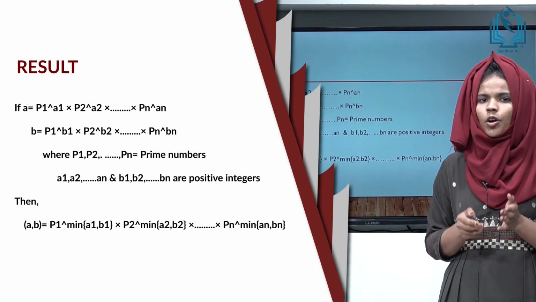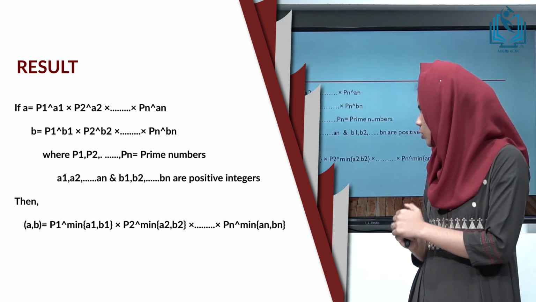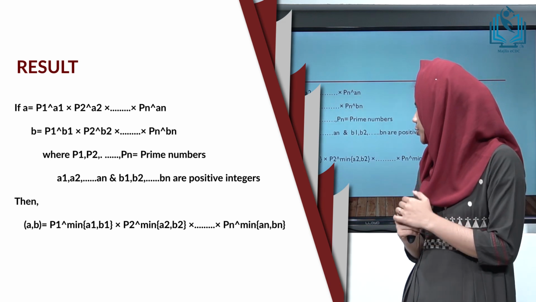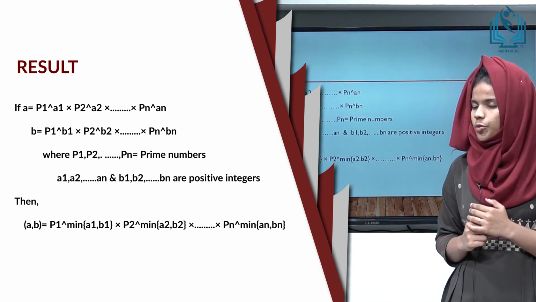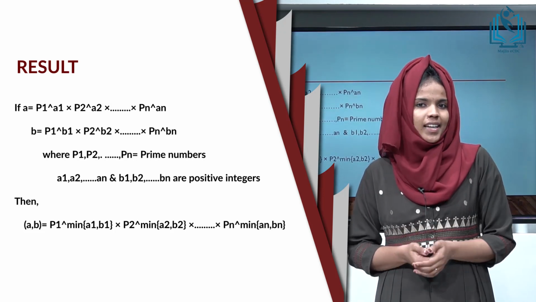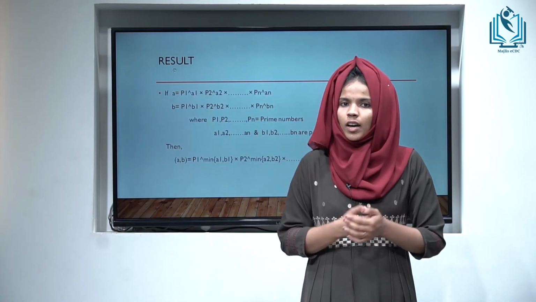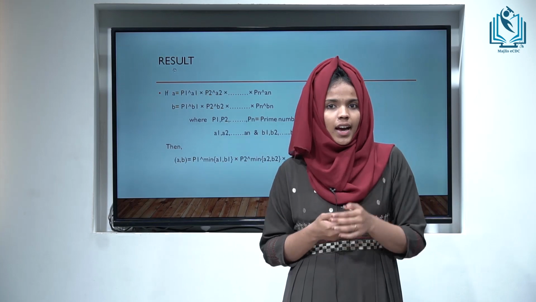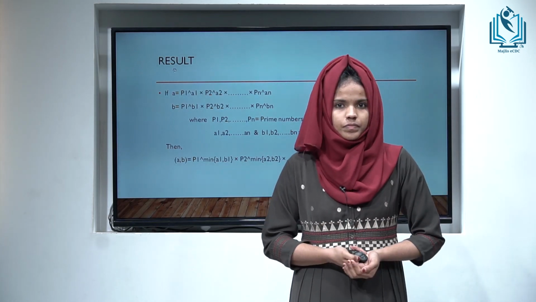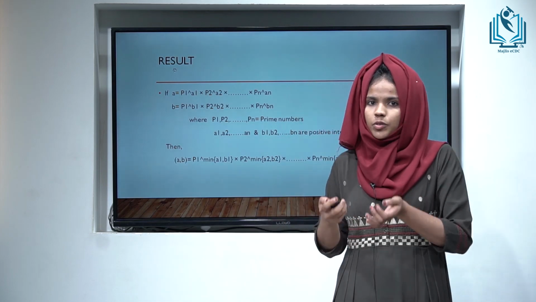Then GCD of A and B is equal to P1 raised to minimum of A1 and B1 into P2 raised to minimum of A2 and B2 into etc. Pn raised to minimum of An and Bn. Here also minimum of A1 and B1 is the smallest number among them. Then we have to go to an example.